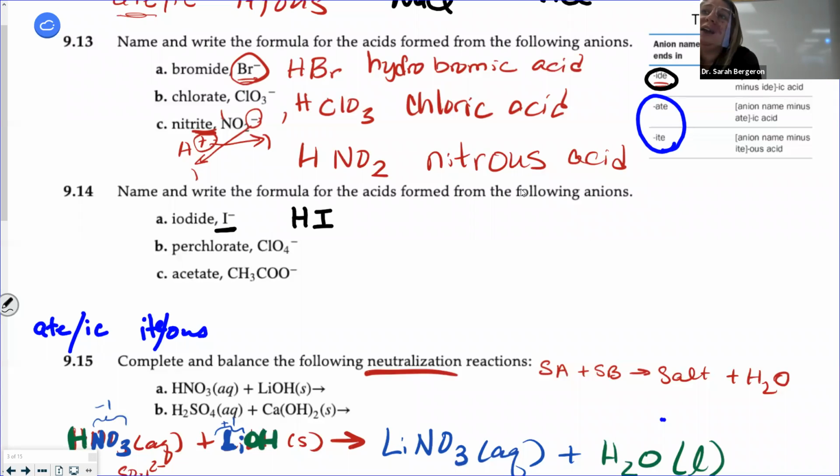How do I name this binary acid? I always start with the hydrogen. So I say hydro. Then I'm going to find, what does I stand for? Iodine. So I'm going to say hydroiodo. Hydro, and then what do I end it in? IC, an acid. Hydroiodic acid. They're kind of fun to say. Kind of like naming acids. They sound really cool.